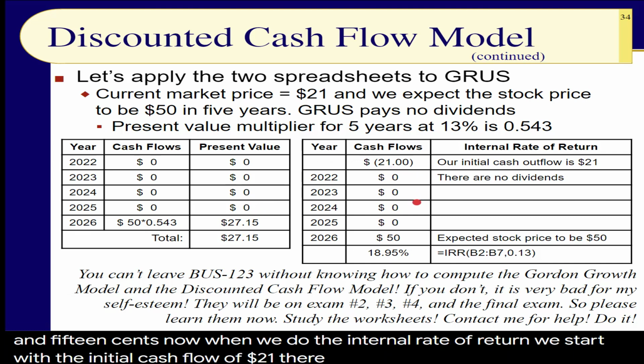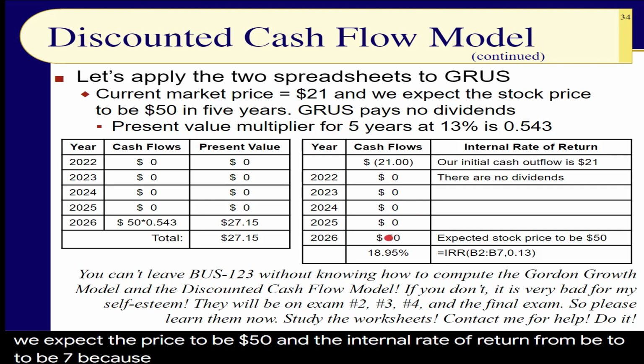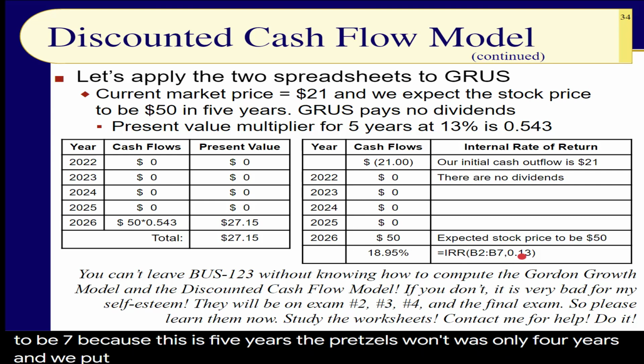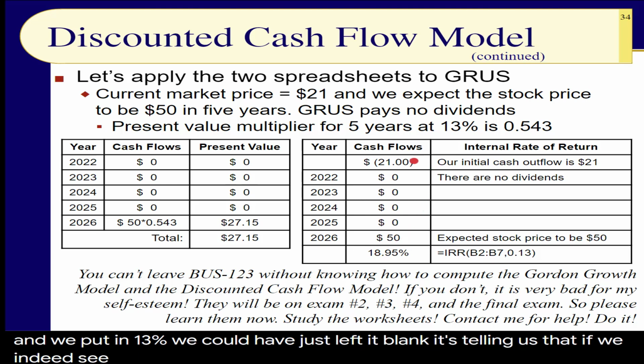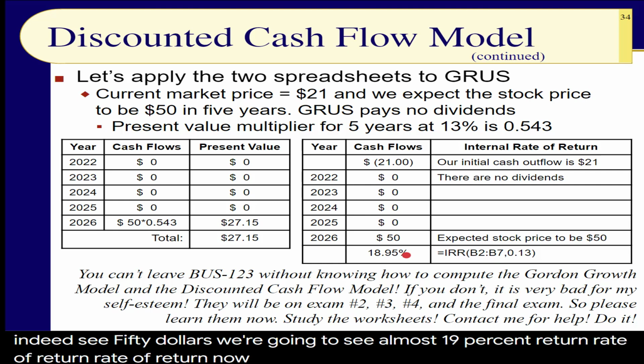Now, when we do the internal rate of return, we start with the initial cash flow of $21. There are no dividends, but in 5 years, we expect the price to be $50, and the internal rate of return from B2 to B7, because this is 5 years, the pretzels was only 4 years, and we put in 13%, we could have just left it blank. It's telling us that if we indeed see the stock price go from $21 to $50, we're going to see almost 19% rate of return.